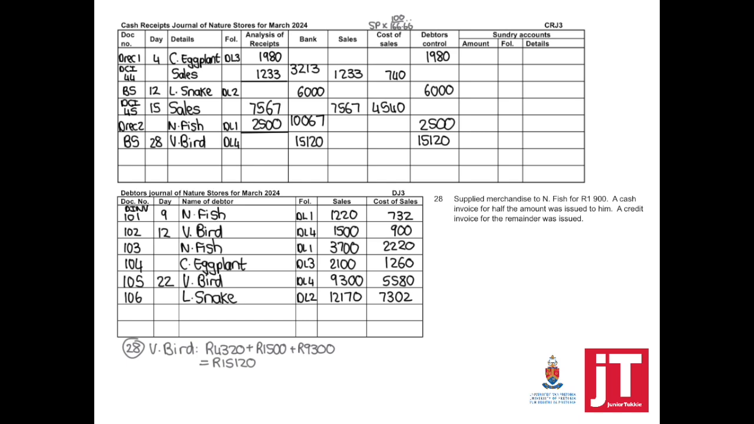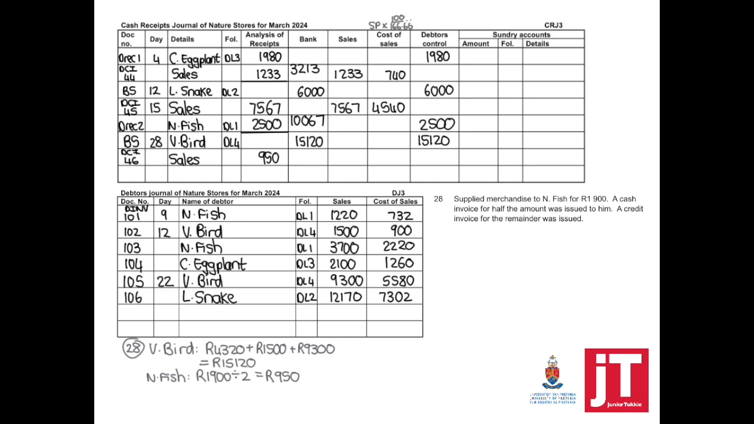Day 28. Supplied merchandise to N Fish for 1,900. A cash invoice for half the amount was issued to him. A credit invoice was for the remainder. So now this debtor paid and purchased on credit. So it's a cash and a credit sales transaction. He didn't pay his account. They said supplied merchandise for 1,900. A cash invoice was for half the amount. So the first part of the transaction is going to be recorded in your cash receipts journal.